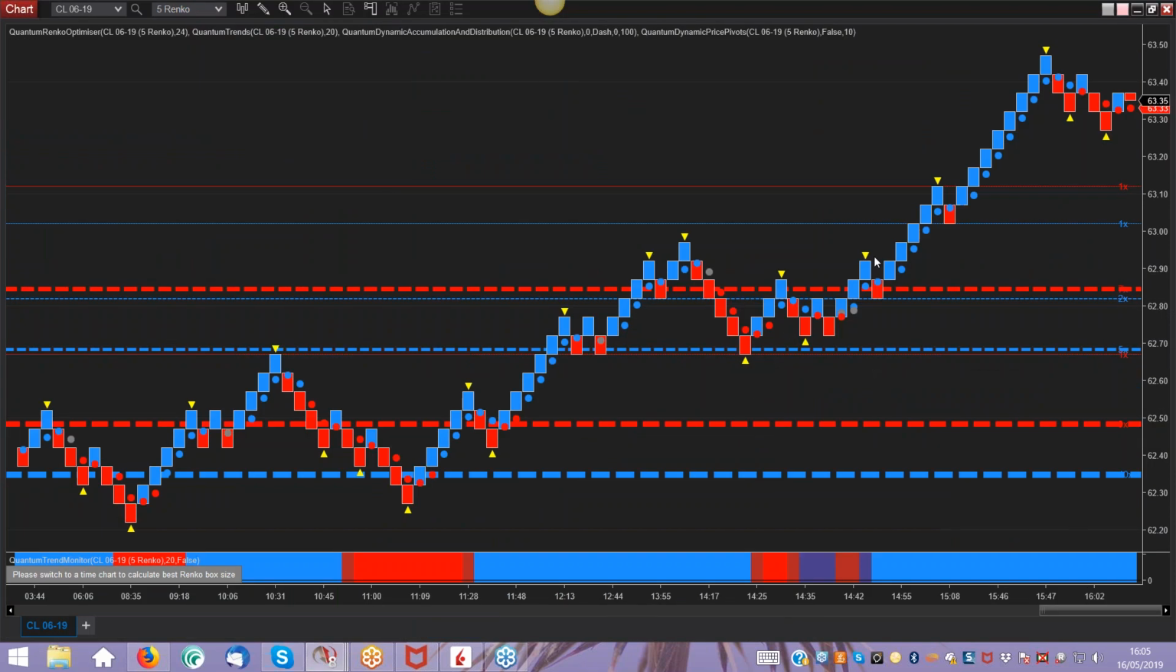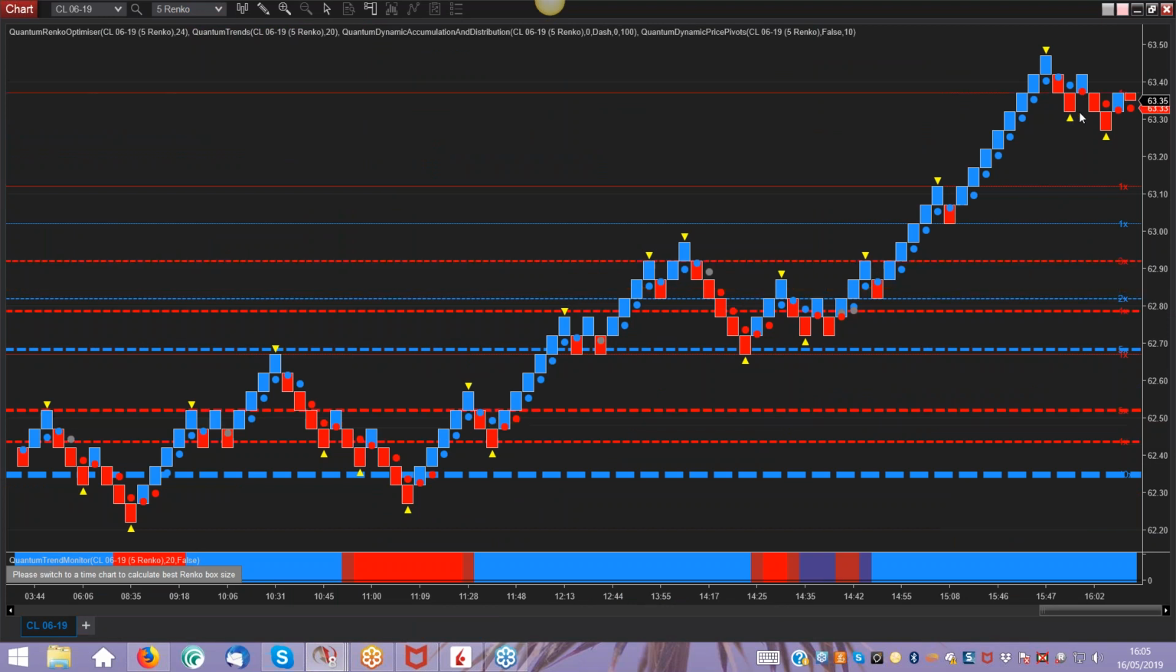And drop down onto the renko. The trend dots have rolled. They've gone into red. We were in a transitional phase. We've gone through that transition. We're into red now, but the trend monitor here is still blue.